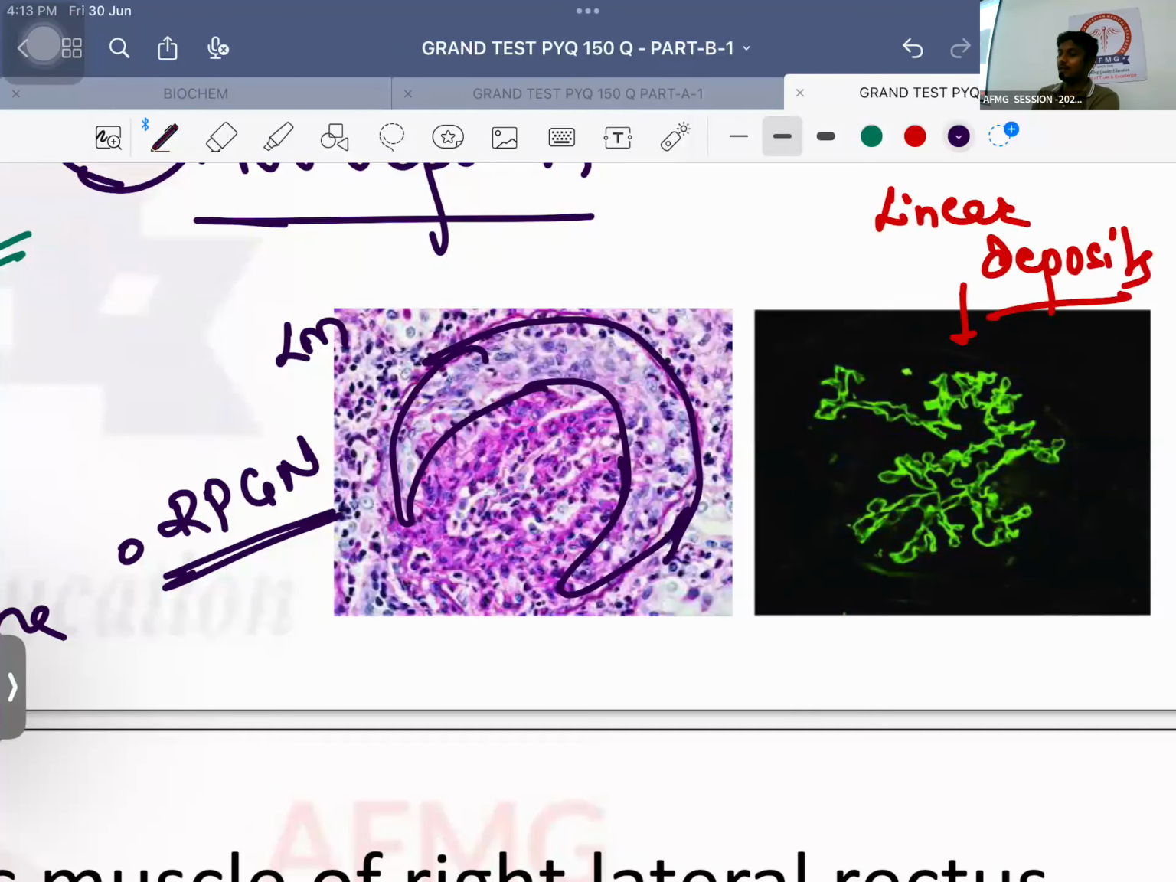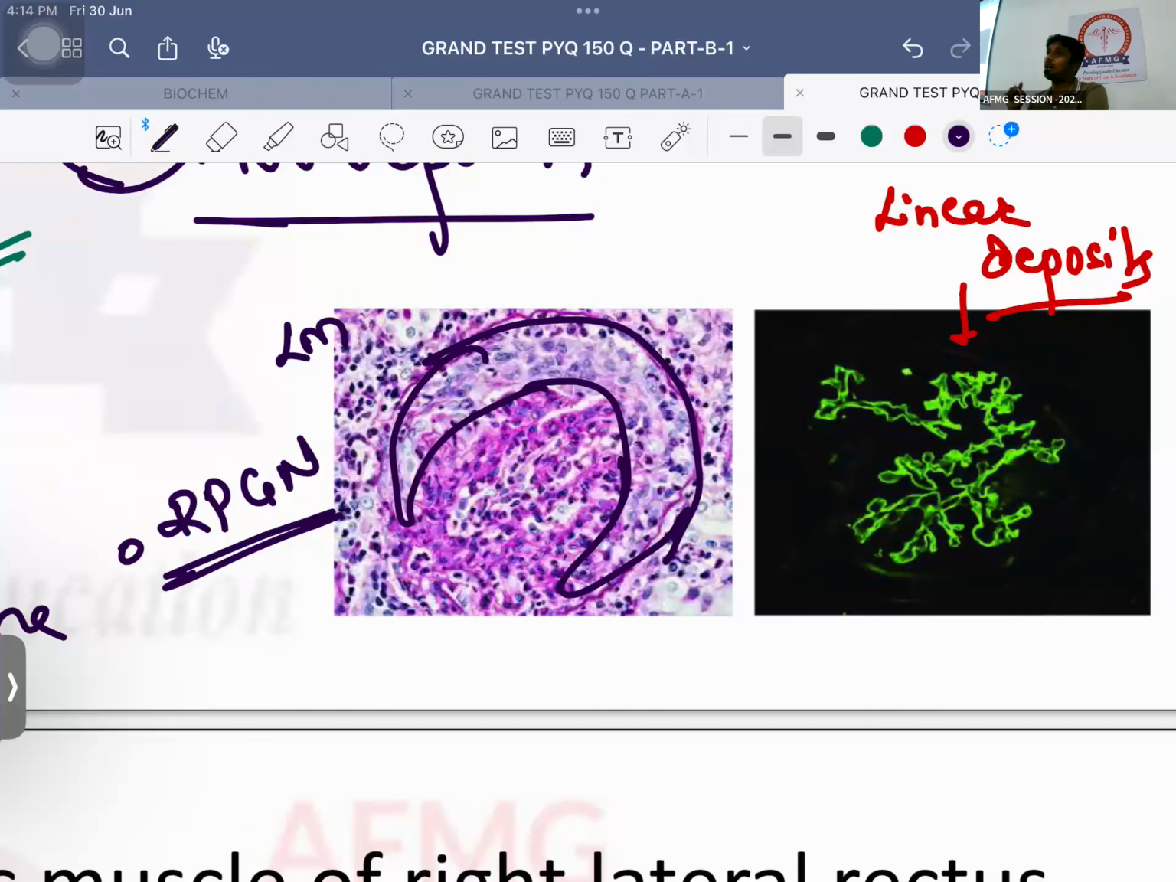Type 2 is known as immune complex mediated: IgA, PSGN and SLE. Every such cause is type 2 RPGN itself. Type 3 RPGN is pauci-immune. It is the most common type of RPGN. The cause is Wegener's granulomatosis, also known nowadays as granulomatosis with polyangiitis. Mark my words, Wegener's will not be in the options, because the term has been changed to granulomatosis with polyangiitis.